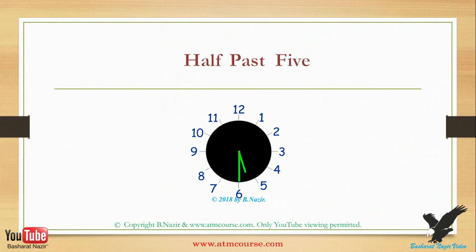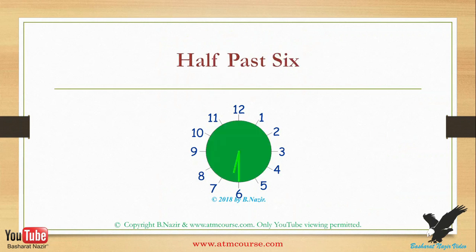This clock is reading 5:30, because the big hand is pointing to 6 and the small hand is halfway between 5 and 6. Now you say, 5:30. This clock is reading 6:30, because the big hand is pointing to 6 and the small hand is halfway between 6 and 7. Now you say, 6:30.